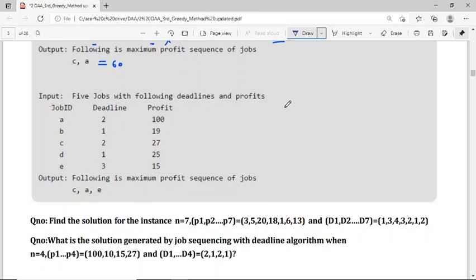Okay, now check this one and give the answer in the comment. What will be the total profit, and which jobs are we taking here?